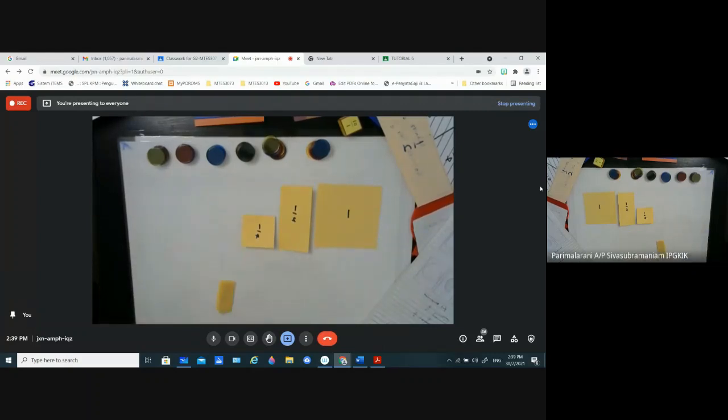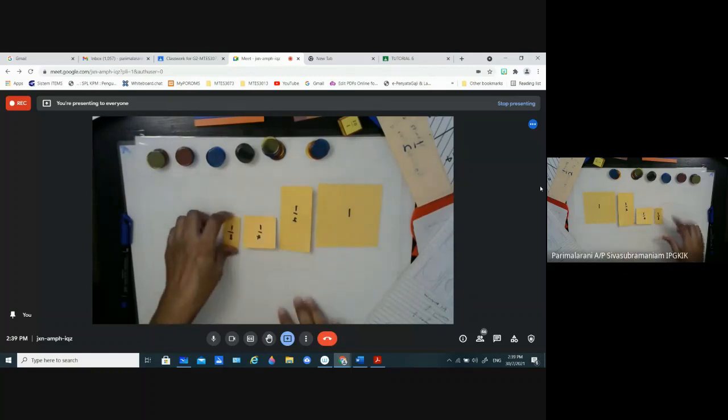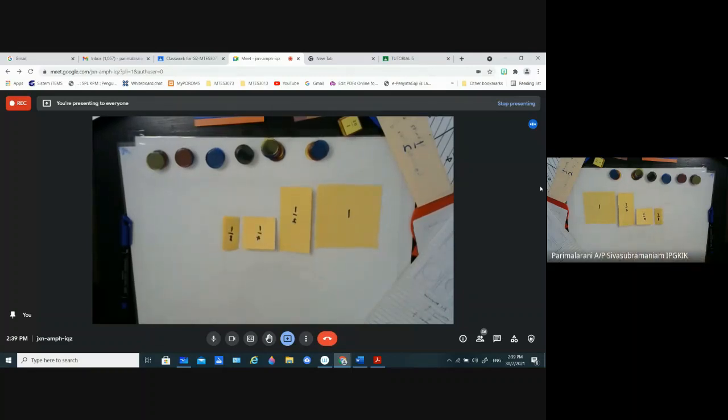Okay, so you have 1/8. This kind of activity you do with the children. The children do it together with the teacher and then paste it in their books, so they will remember it always. Anytime they can open the book and see it there. So you have 1, 1/2, 1/4, 1/8.